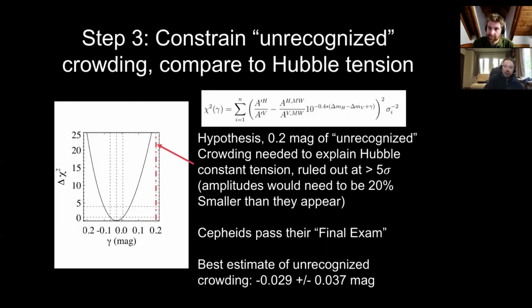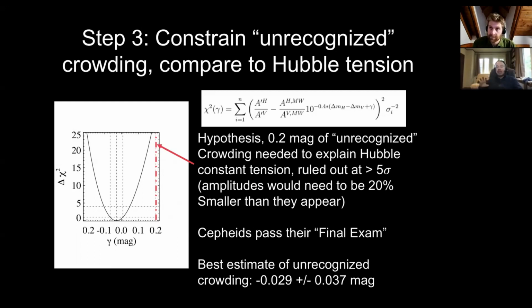But most interestingly, we can rule out the hypothesis that there was 0.2 of a magnitude. That's what a 9% difference in the Hubble constant is, about 0.2 of a magnitude, and we can rule out that possibility at more than 5 sigma.